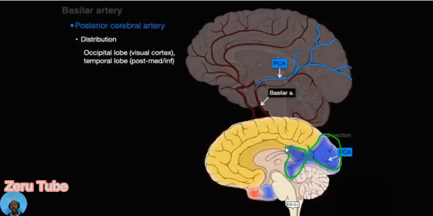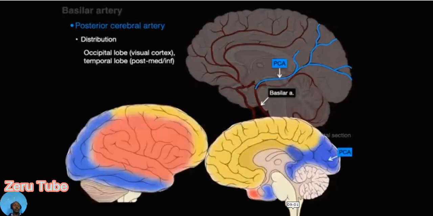Not only that, it gives blood to the posterior surface of the corpus callosum, the inferior and medial parts of the temporal lobe, and the occipital lobe. So these parts are supplied by the posterior cerebral artery.